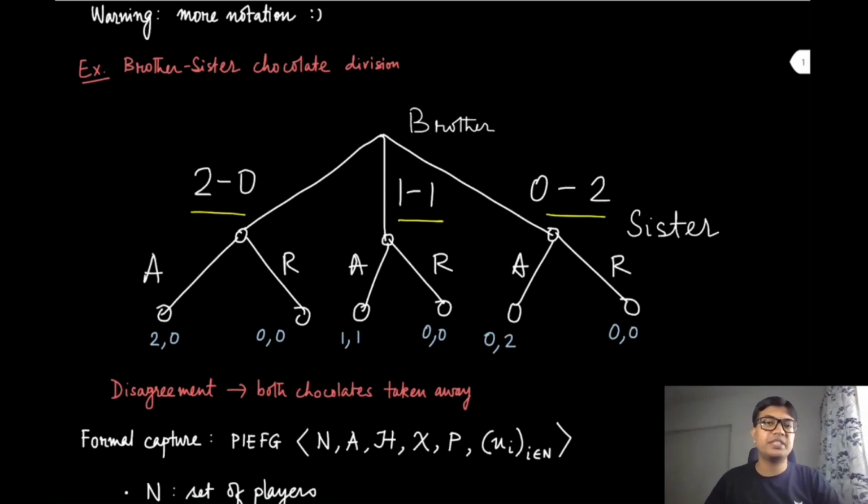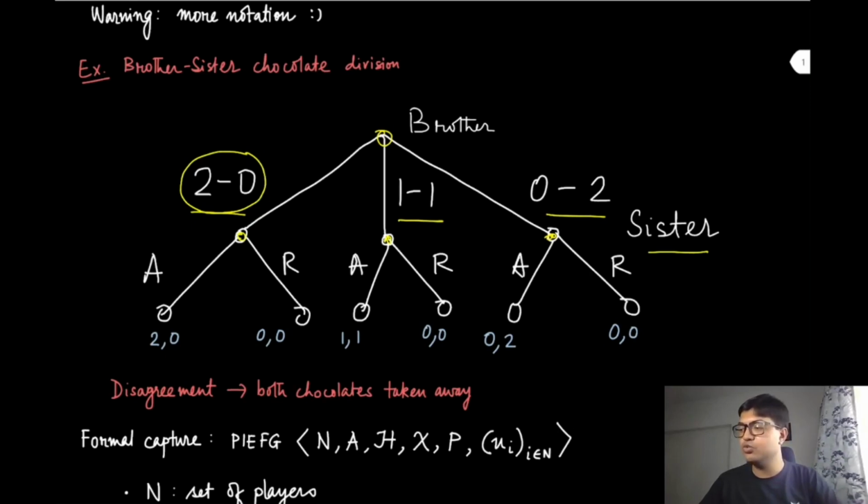Now we are going to represent this as an extensive form game. How should we do it? We can draw a game tree as we did in the case of chess. At the first node, the brother is the player, and at all the subsequent intermediate nodes, the sister is the player. And each action is essentially whatever the brother has divided. So 2-0 means he has kept 2 for himself and 0 for the sister. 1-1 means it's equally divided. 0-2, as is evident, means both go to the sister.